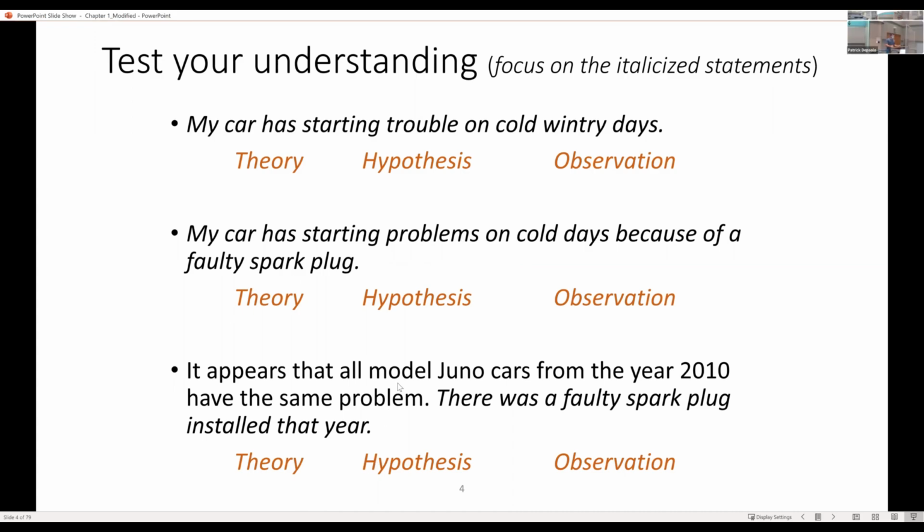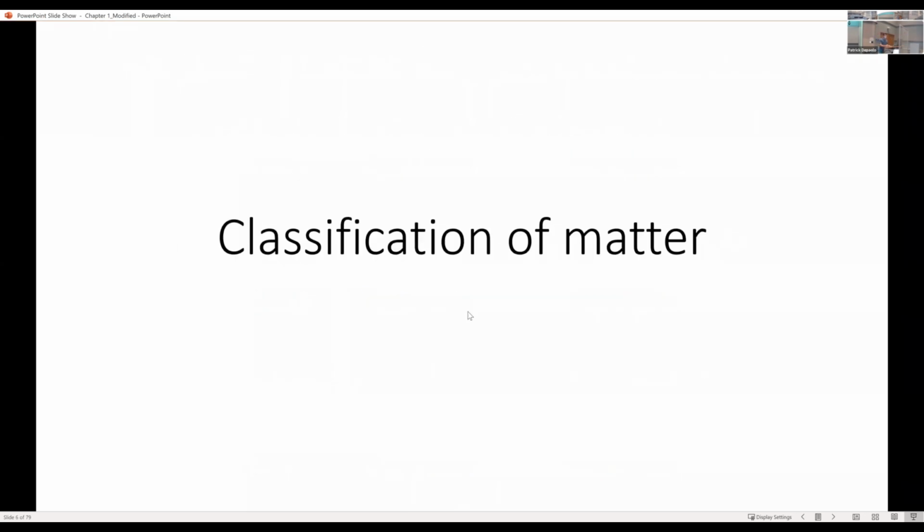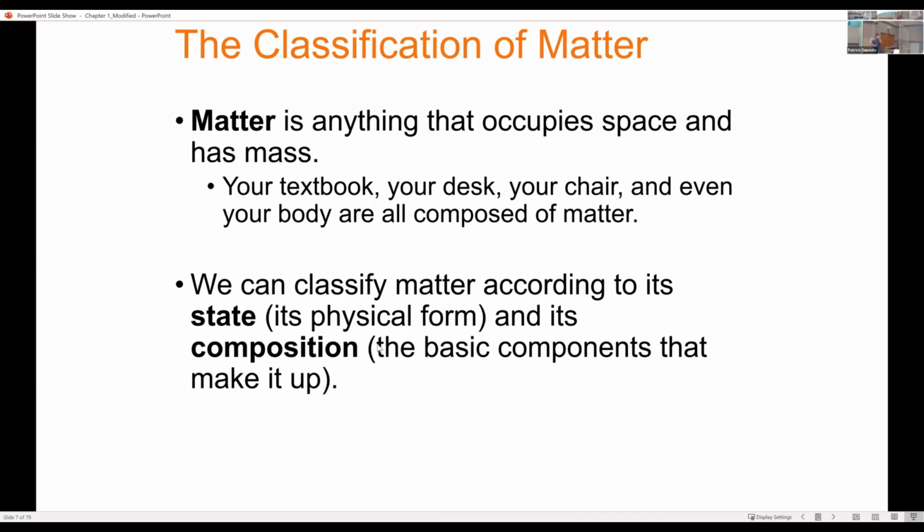My car has a starting problem on cold days because of a faulty spark plug. A theory? Hypothesis, good. Because that's your idea about why it could be. Then it appears that all the models of the Juno cars from 2010 had the same problem. There was a faulty spark plug installed that year. And that's a theory, right? So the only way to know that it's a law is that you get more data, you get more cars from the same year. If they all have the faulty spark plug, then that's probably the case. So good, pretty easy. All right, classification of matter.